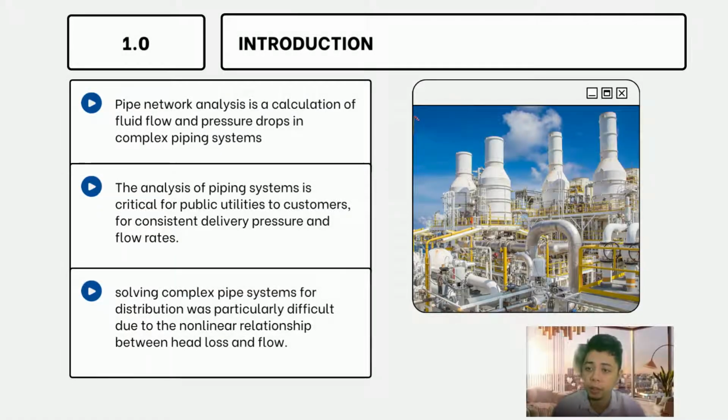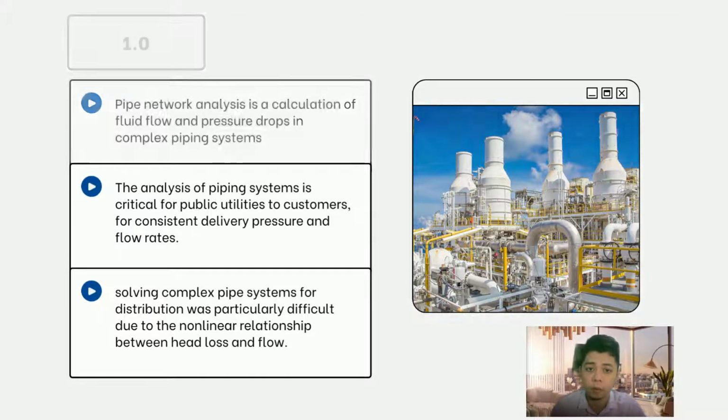First, introduction. Pipe network analysis is the calculation of fluid flow and pressure drop in a complex piping system. The analysis of piping systems is critical for public utilities to customers for consistent delivery pressure and flow rates. Solving pipe systems for distribution is particularly difficult due to the non-linear relationship between head loss and flow.